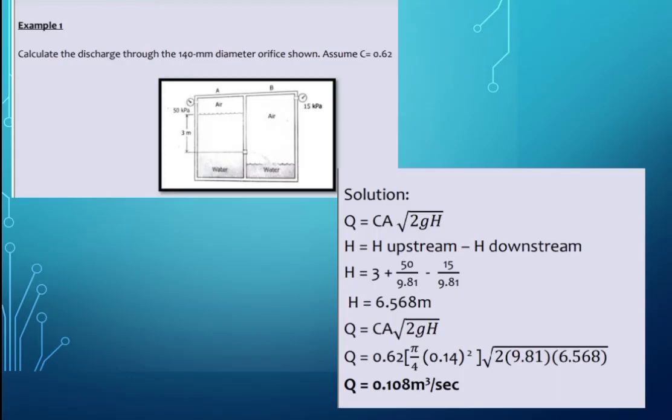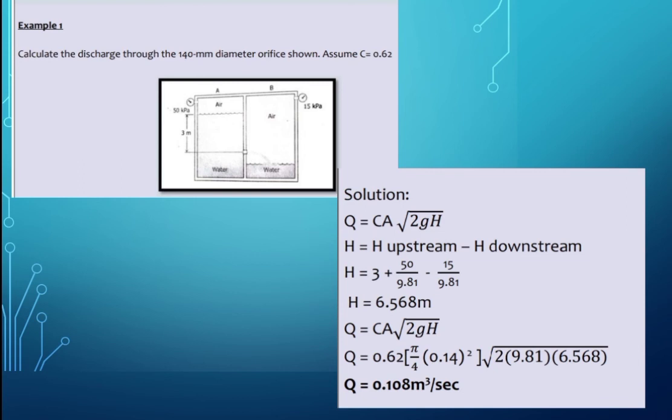Now we have our example 1. Calculate the discharge through the 140 mm diameter orifice as shown in the figure. Assume C is equal to 0.62. So we have two formulas. The Q is equal to C times A times the square root of 2 times gravity times height. And the H is equal to H upstream minus H downstream. Now let's calculate for the height. We have 3 plus 50 over 9.81 minus 15 over 9.81 for the total of 6.568 meters.